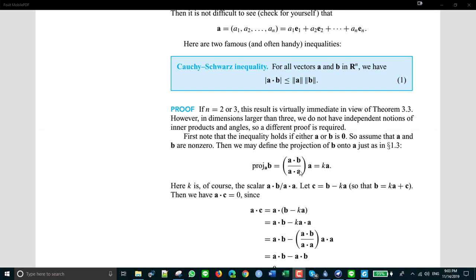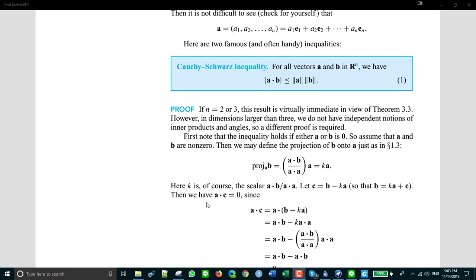And so this is a scalar. So this is some number times a, so it equals ka. Here, k is this here. So let c equal b minus ka. Okay, so we're going to define some c equal to b minus ka. So ka is this projection, and b is this b. Okay, this is kind of arbitrary or abstract. We don't know why they're doing this, is what I mean. But anyway, so b equals ka plus c.